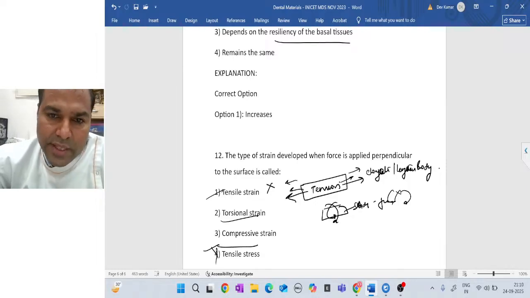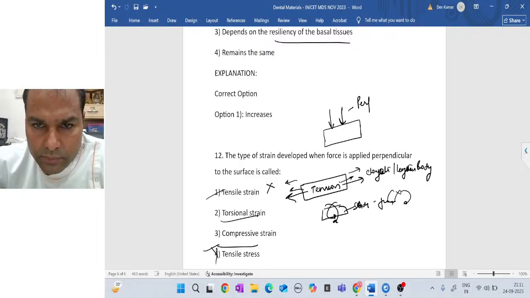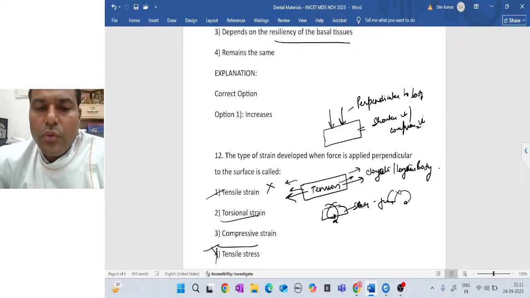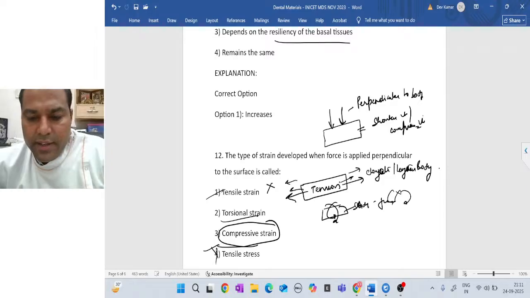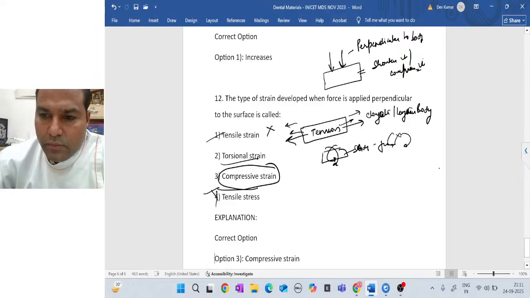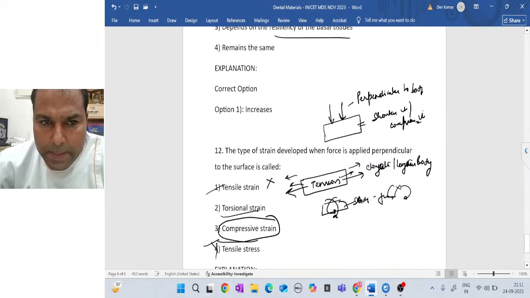Compressive, yes. If there is a body and the forces are perpendicular to the body, that tends to shorten it or compress it. So here the best answer is compressive strain. The developed strain is compressive strain. Clear?